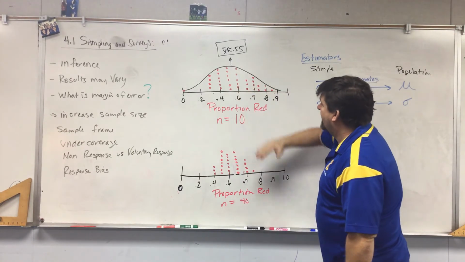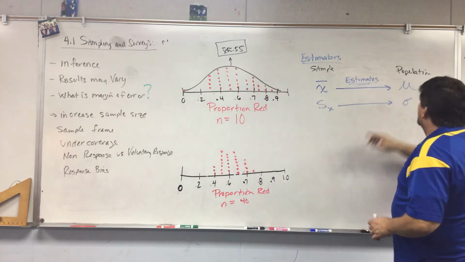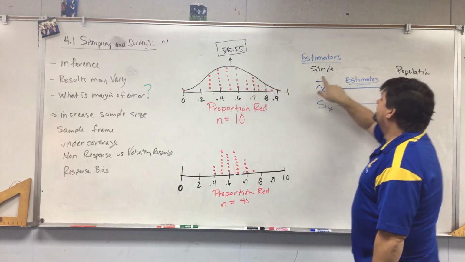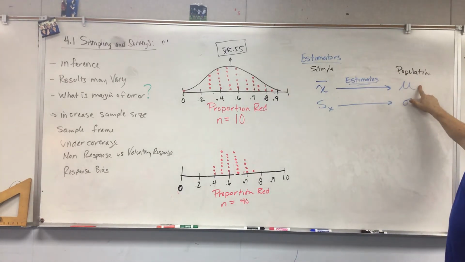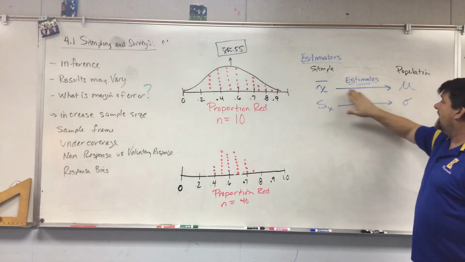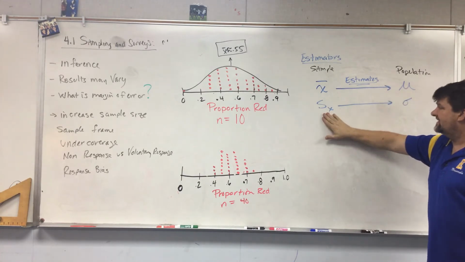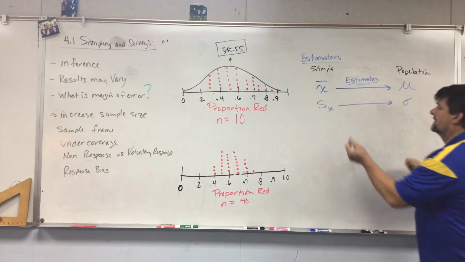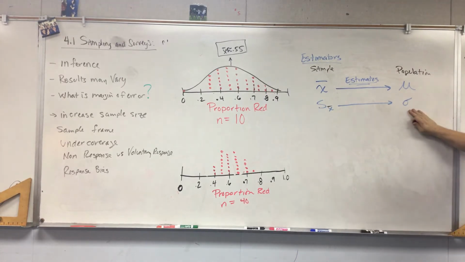I came up with this graph, and I can say, well then 0.55 is an estimate about the population. So X bar estimates mu, and the standard deviation of X bar estimates sigma, which is the standard deviation of the population.